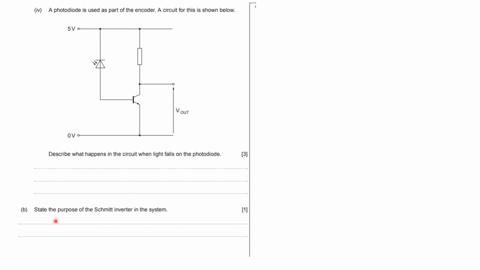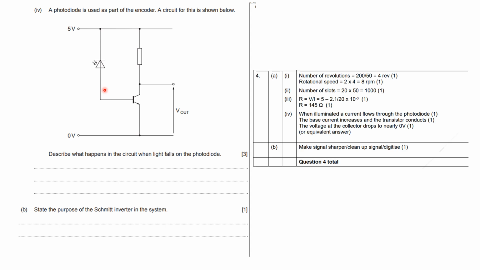State the purpose of the Schmitt inverter. I've said it before. It will obviously ensure that the signal is sharp, because if you've got a slotted disc, it might gradually turn on. So it will almost be like an analogue type signal, won't it? Almost like noise. You know, we did noise and distortion. It'd be a bit like that. We want the signal to be sharp, don't we? Or you could say it digitizes the signal, something like that. You can see there are the answers for that one.